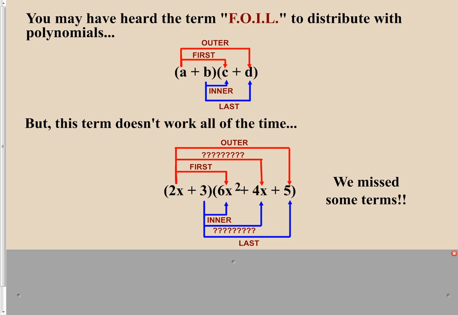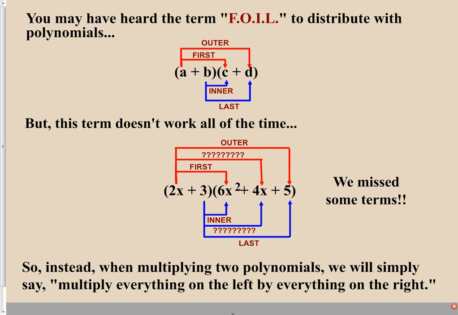So this will be the last time you'll hear me use the term FOIL. We will not use that term anymore simply because it does not work. The thing I always say in class when it comes to the distributive property where parentheses are involved is that we're going to multiply everything on the left times everything on the right. If you can multiply every term from the left set of parentheses times every term in the right set of parentheses, then you will get the answer that you're seeking.